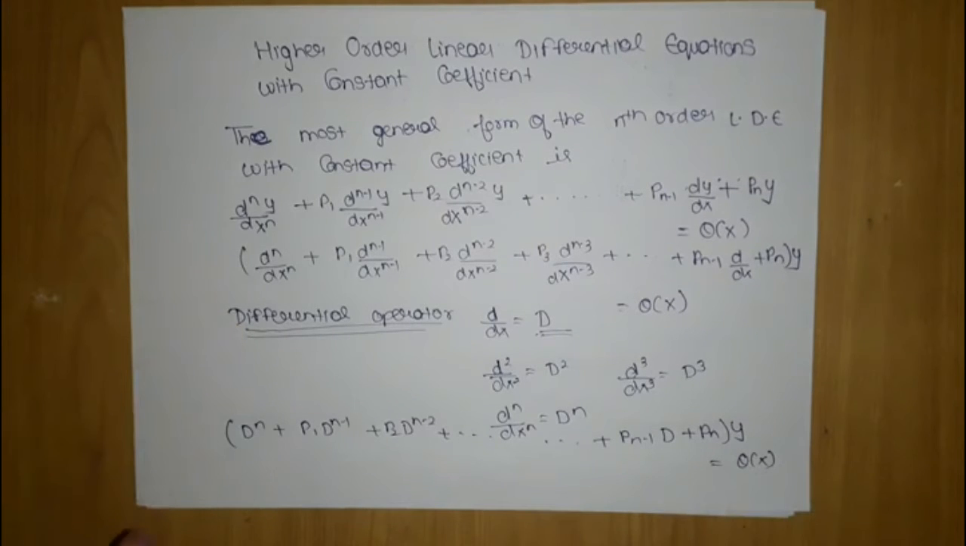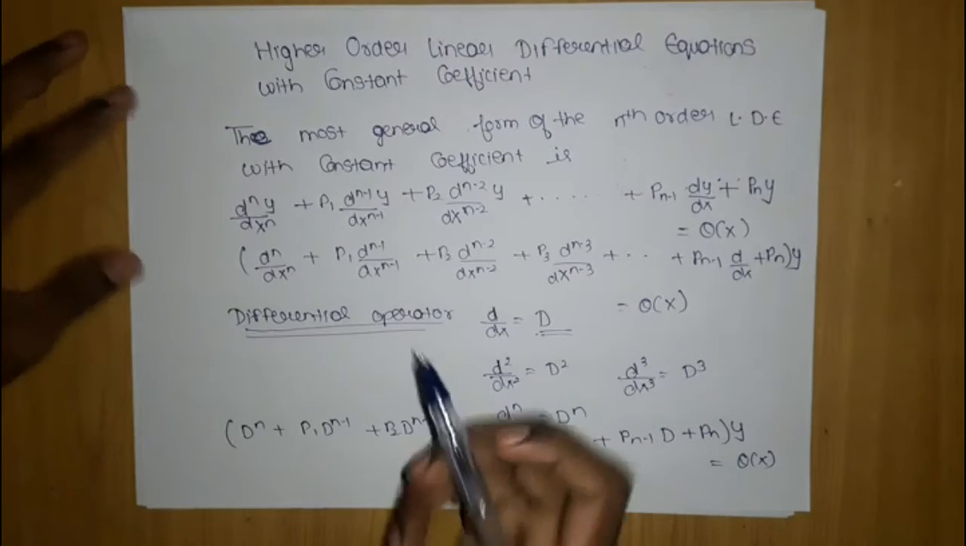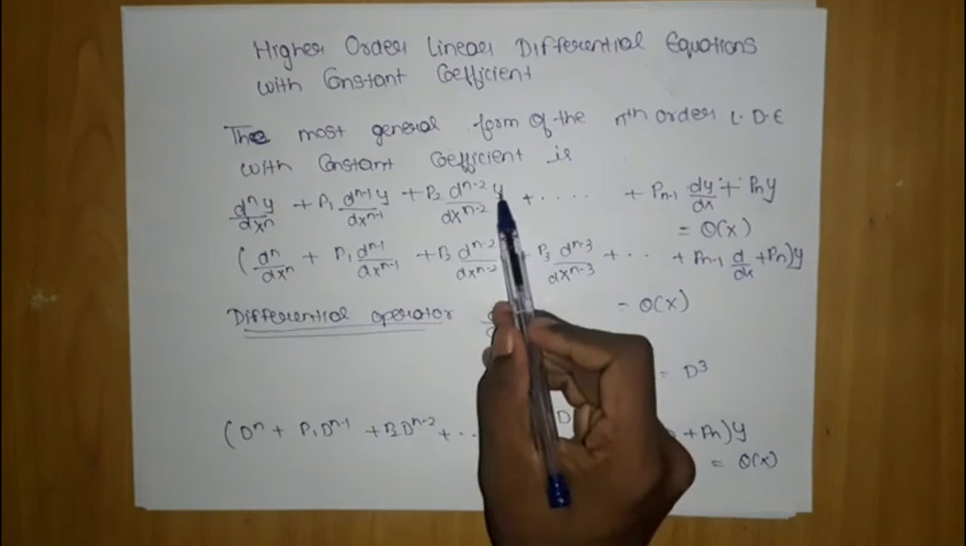So this is the modified form of nth order linear differential equation with constant coefficient. The coefficients are constant. The coefficient is constant here.